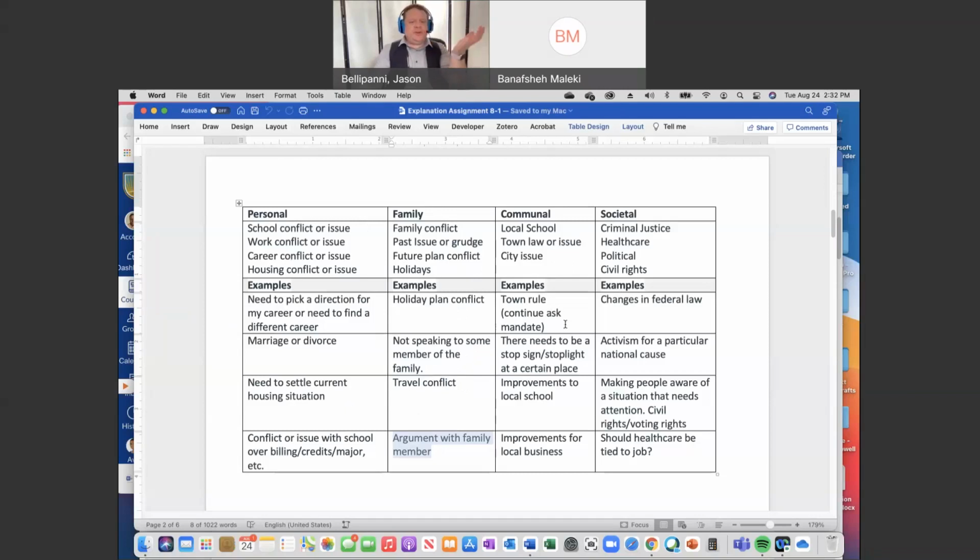You can also be somebody who might want to deal with something in your town, right? So if there's a place where there should be a stop sign, for example, or a stoplight in your town, right? So where are you going to go? Who do you need to talk to? What are you going to say? It could be that you want the library to be open for more hours. So you're thinking of that as how you're going to approach that.